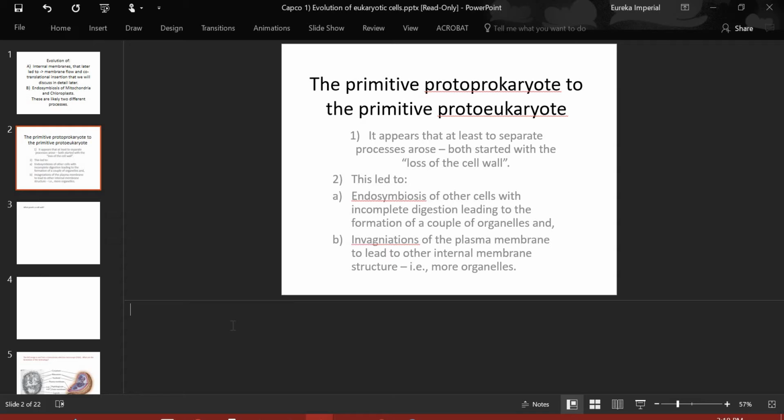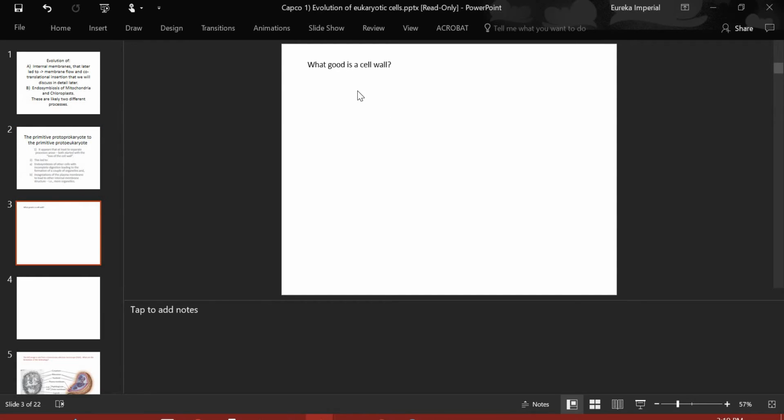What good is a cell wall? I wish I could have found this slide to show you, but you'll have to put up with my really bad art. This is a mountain. This is a lake. That's flat land, and there's flat land on the side. This is full of water with solutes in it.